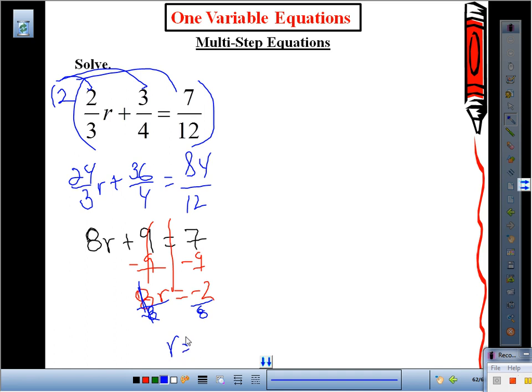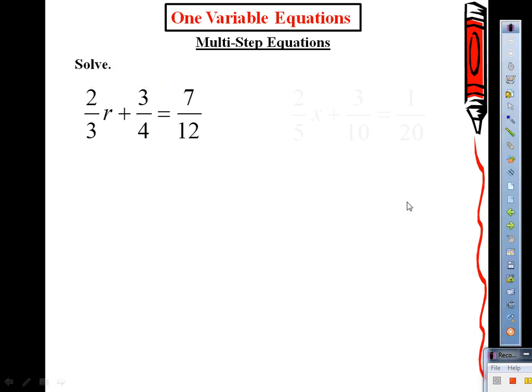Therefore, r equals negative 2 over 8. Or if we simplify it, it's what? Negative 1/4 or negative 0.25, either one. Hands up if you got that. Okay, good. Now, let me show you another one. Don't copy it. Look up. Look at this one.